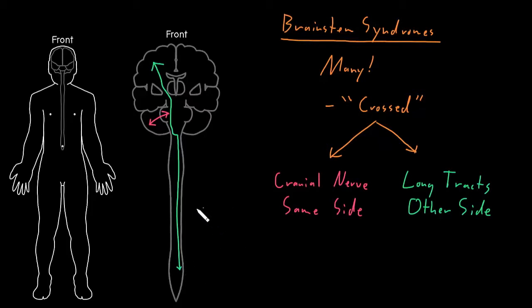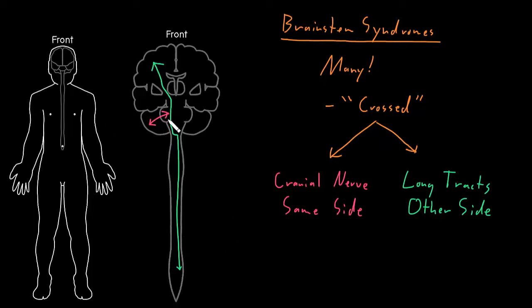onto the other side of the body. So it's either carrying somatosensory information from the left side of the body over to the right side of the cerebrum, or vice versa. It's carrying motor information from the right cerebral hemisphere down to the left side of the spinal cord to influence the left side of the body.